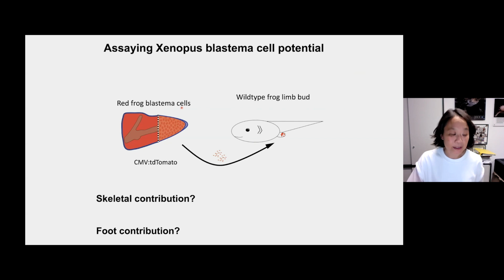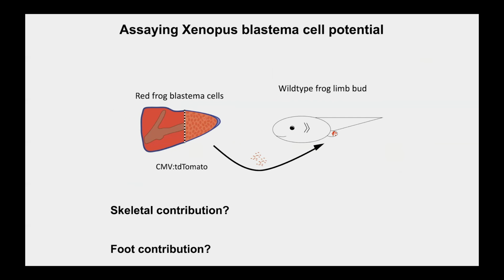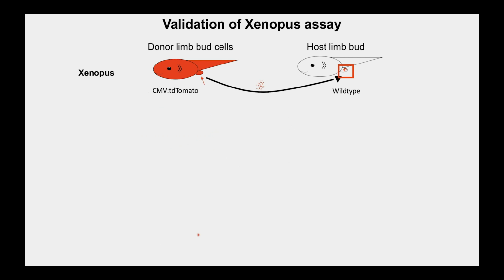So to try and distinguish between these possibilities, we decided to take a heterochronic transplantation approach. So we used a transgenic Xenopus animal expressing TD tomato. We made blastema cells, and then we wanted to transplant them into the best possible environment to get them to form limb bud-like cells. And of course, that's the limb bud itself. And then we wanted to ask whether these cells would contribute to the skeleton and whether they would contribute to the foot.